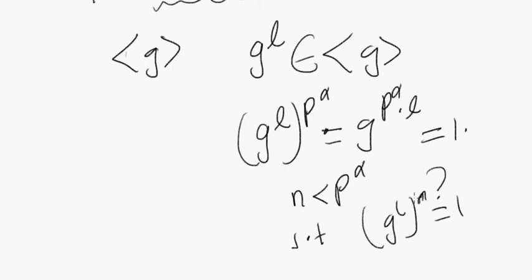Again, do not take our word for it. It's important to check for yourself. Check for yourself that there is no natural number less than p to the alpha such that g to the L to the n equals 1, right? See if you buy it.